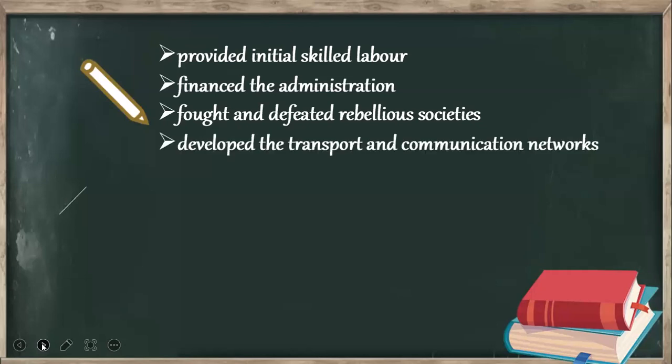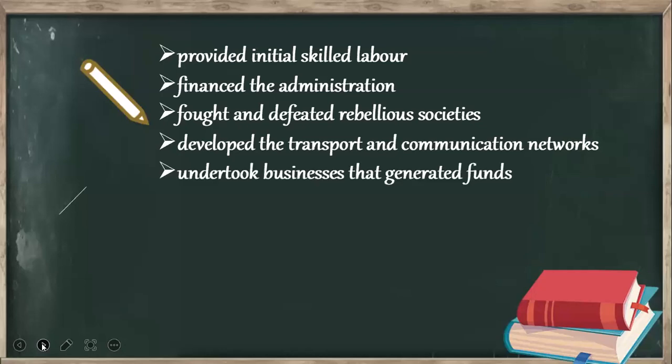Then they developed the transport and communication networks. Now the transport and communication networks made administration easy, because if I can move from Gaza to Kampala easily, that means I can easily enforce what I want there. But if I can't move from Gaza to Kampala easily, that means I do not know what's going to happen in Kampala. Yes, I am administering in Gaza, but that does not mean I can easily administer in Kampala.